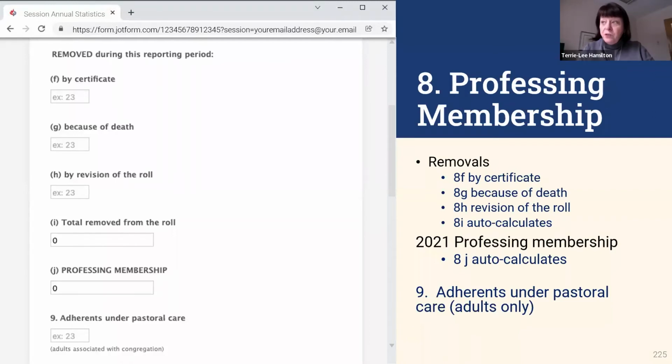Okay, and what about a retired minister? A retired minister, if that retired minister is what we call a minister in association with the congregation, that person can be calculated as a member within the congregation. Okay, does the household count include only households with at least one member, not adherent only households? No, it would include both members and adherents.